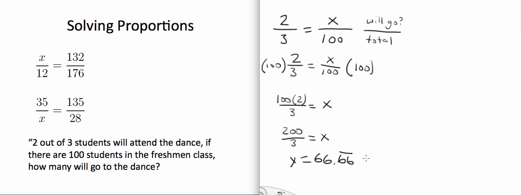That gives us an answer of x is equal to 66.66 repeating. Now, is there such a thing as 0.66 of a student? No. So that means our final answer is x is equal to 67 students will go, because we round up. Since there is no such thing as 2/3 of a student, we always round up to the next one, which gives us 67 students. Here is our example problem for proportions.